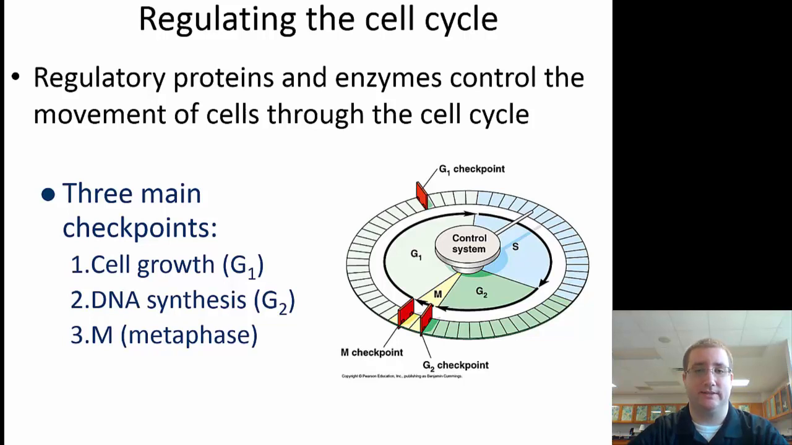So the three places that the cell can check itself: there's a checkpoint within the G1 phase. During this G1 phase, the cell is going to make sure that it's grown large enough to undergo cell division. During the G2 phase, there's a checkpoint where it's going to check to make sure that the DNA was synthesized correctly during the S phase. So there's a process to make sure that the DNA is duplicated correctly, with no missing pieces or damaged parts.